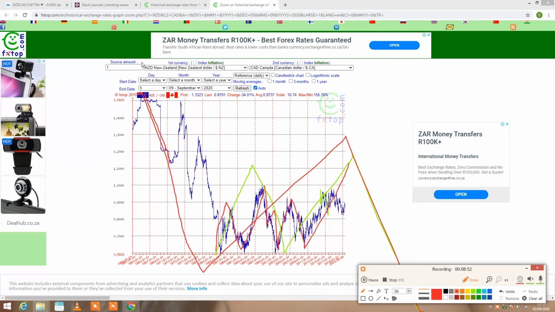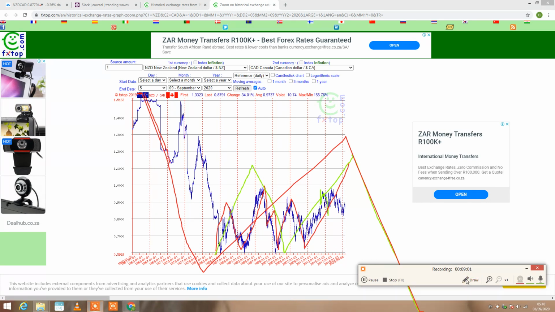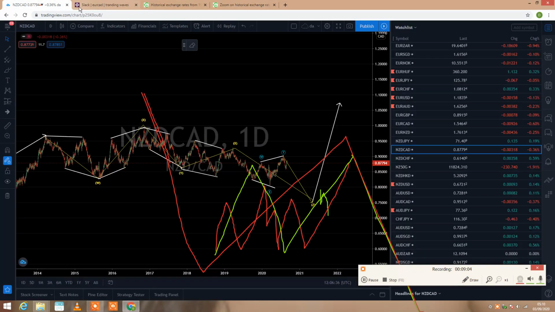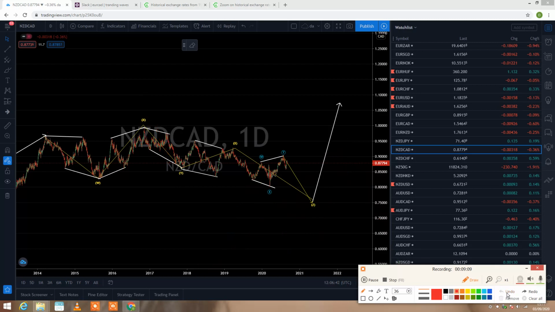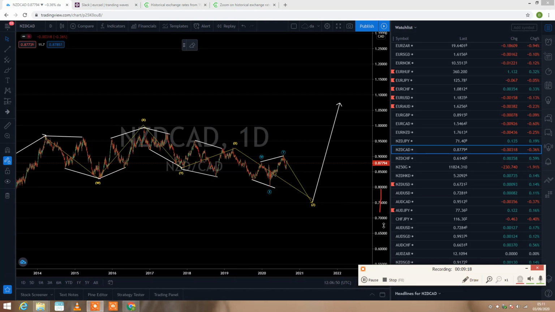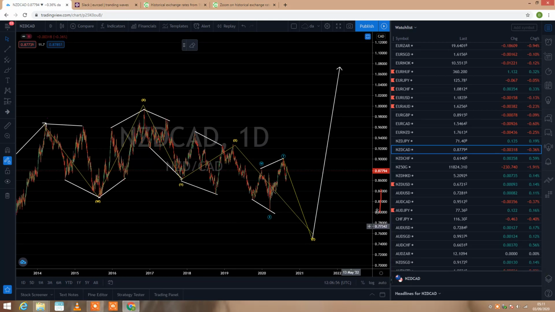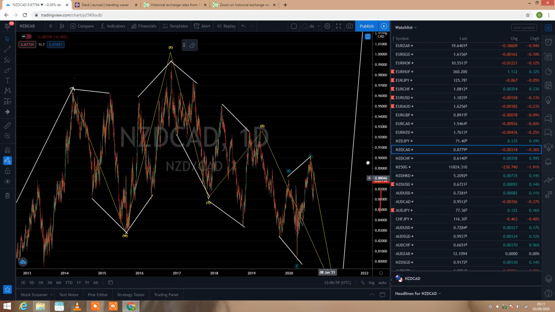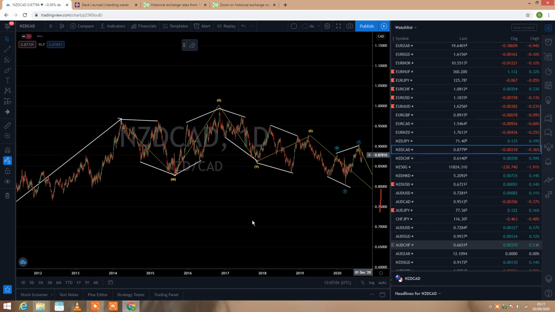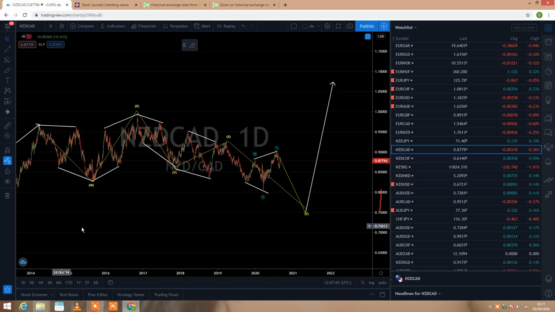All right, so let me just go to the real chart, and we can break it down. All right, on the real chart, this is the real chart of the NZDCAD. Let me just clear everything here. I'm trying to squeeze it so that you can see it clearly.